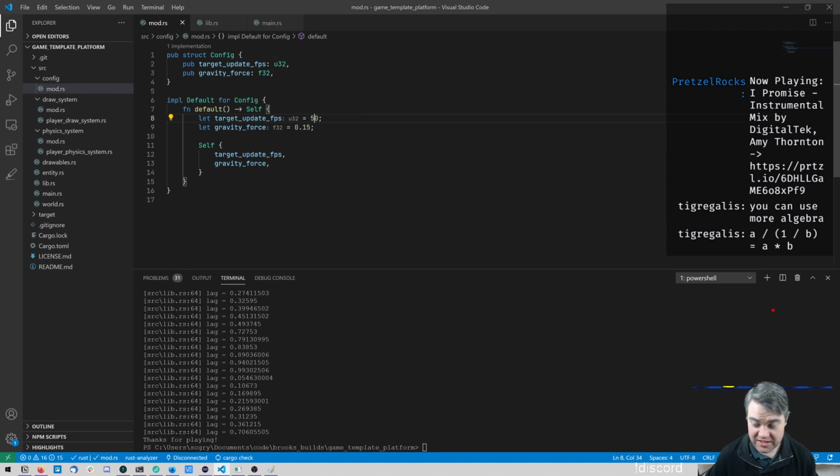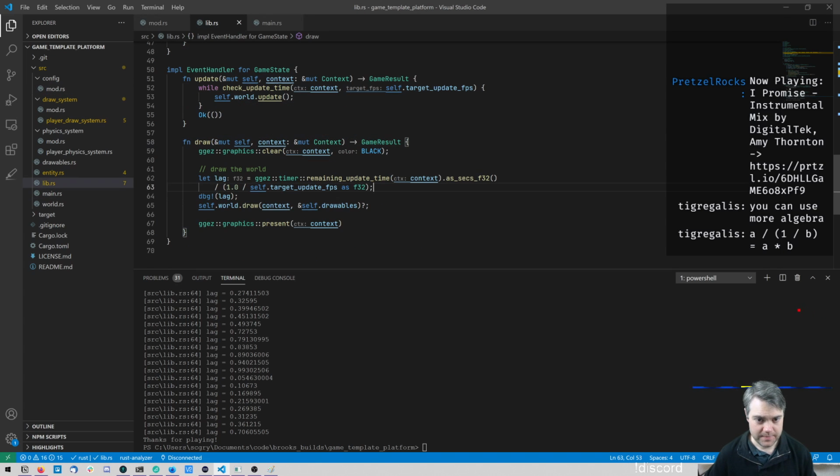But it's gonna be a lot more smooth than if we didn't do this. You can use more algebra. A divided by 1 over B is A times B. Yes.